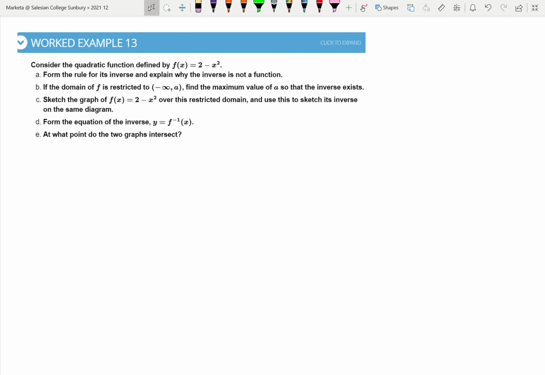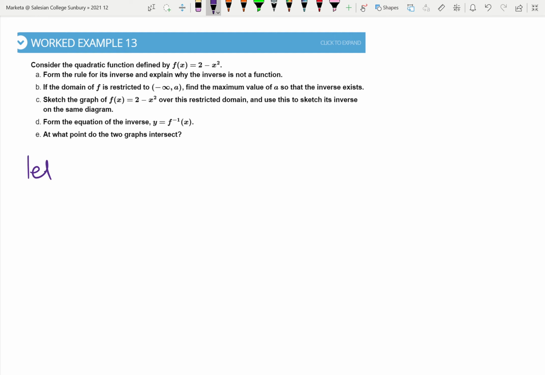Let's move forward, and these ones are a little bit more detailed, I guess you could say, asking us to do a few extra things. So firstly, we're asked to find the rule for the inverse and explain why the inverse is not a function. So I already can say that it's not a function because our f of x is not a one-to-one function. So that's going to be the reason. But let's find the rule for a start.